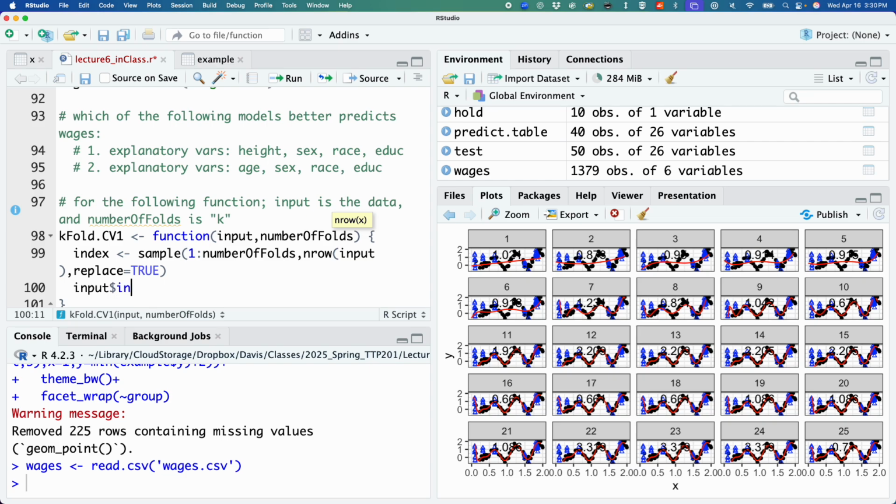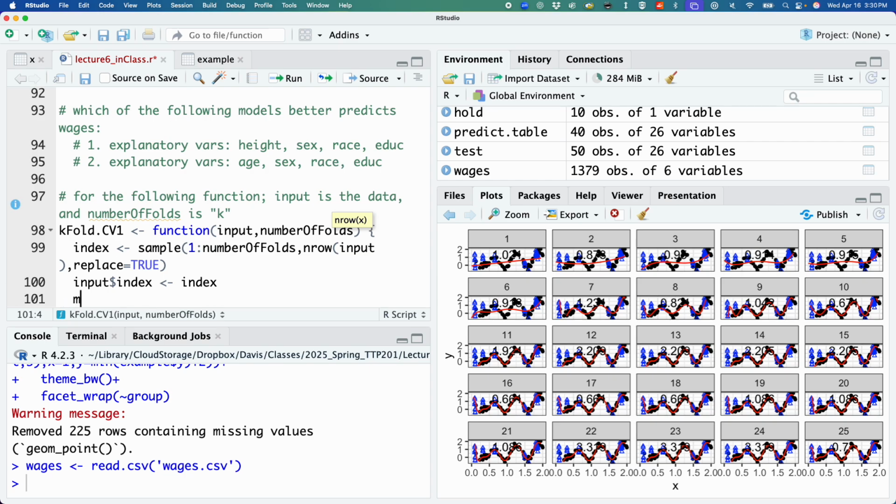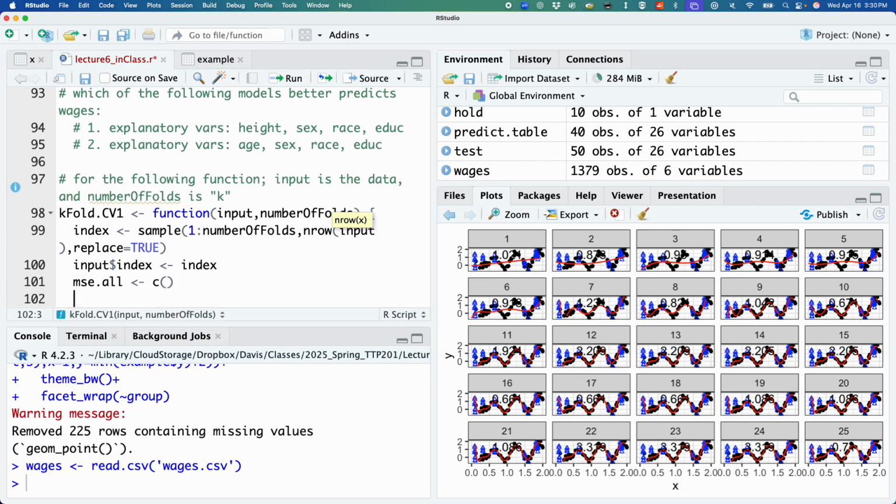So input, I'm just literally going to make a column called index, which is the assignment of the k-fold number, right? And so now every row of data is the same, except I've got an extra column which assigns you the fold. Okay? And then this is just a little programming trick. I'm going to make a little hold container. This is the thing that's going to store the mean squared errors. Don't worry about this for now. We'll get back to it.